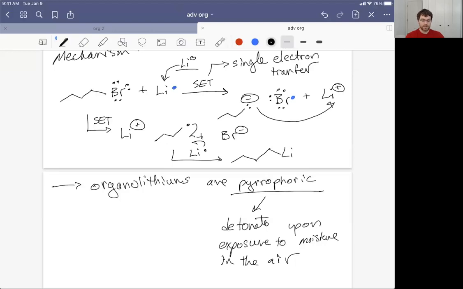Now, what is unfortunate is there have been several accidents where people have gotten the solution with the organolithium on themselves, on their clothes, and it's started a fire. It started people on fire. So obviously that's problematic for many reasons.